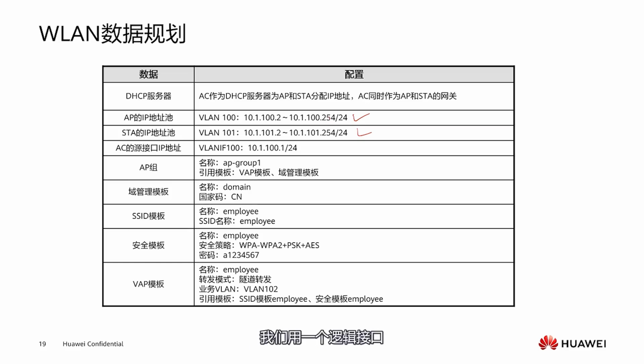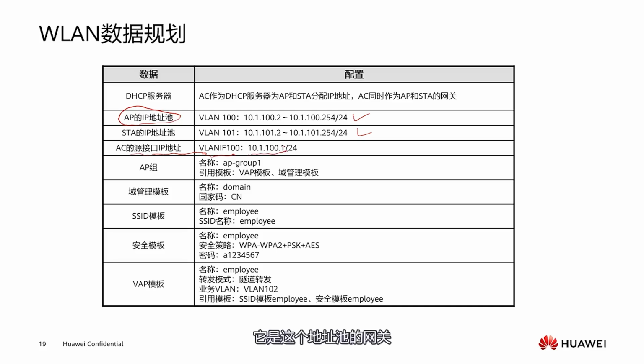We use a logical interface, WLAN 100. And its IP is 10.1.100.1. You can see this IP address of the AC source interface, which is actually a gateway on the AP, and it is the gateway for this address pool.